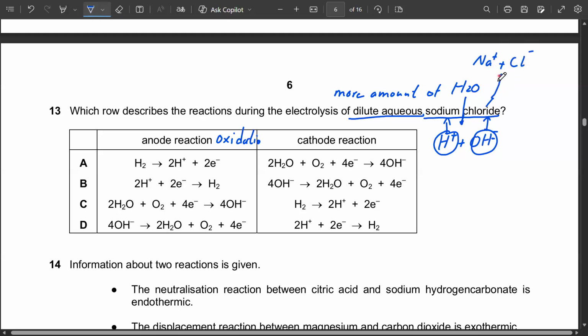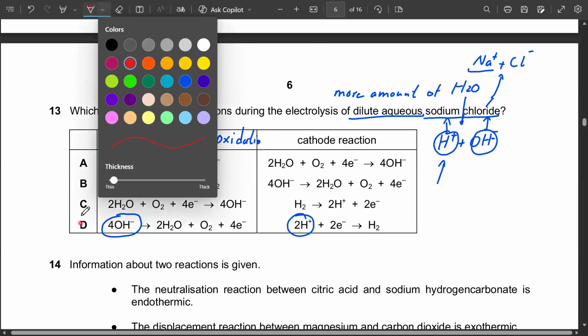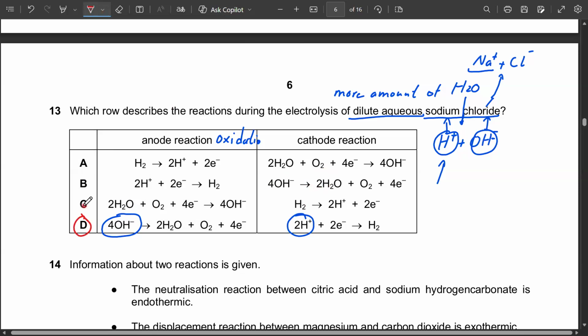So there are two positive ions. One is a sodium ion, and the second one is hydrogen ion. And there are also two negative ions. One is a hydroxide ion, and the second one is a chloride ion. In the option of anode reaction, we see there's just one anion mentioned in the D option. There is no other anion over here. Similarly, at cathode, we find there is just one cation mentioned here. There is no other option of the sodium ion. So that means that is the only correct option. So D is the correct option for question number 13.